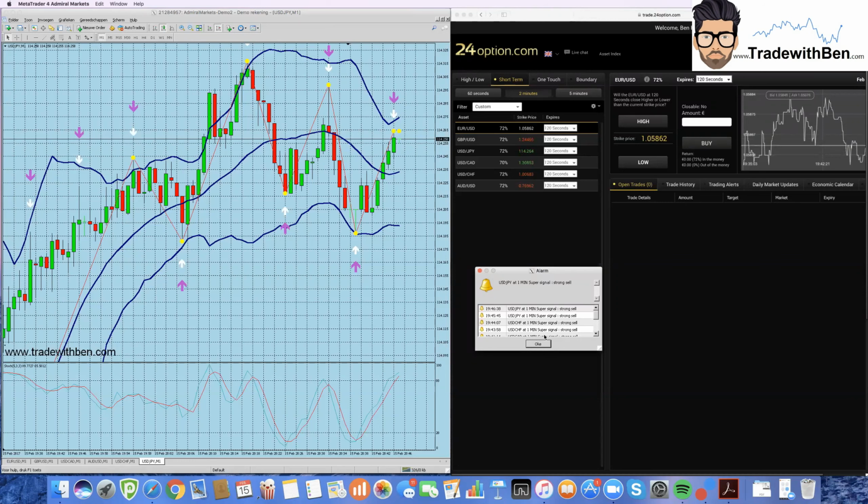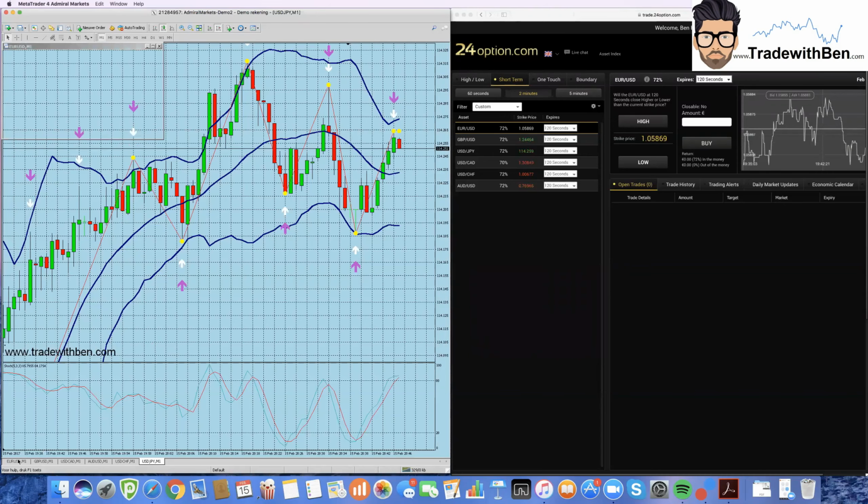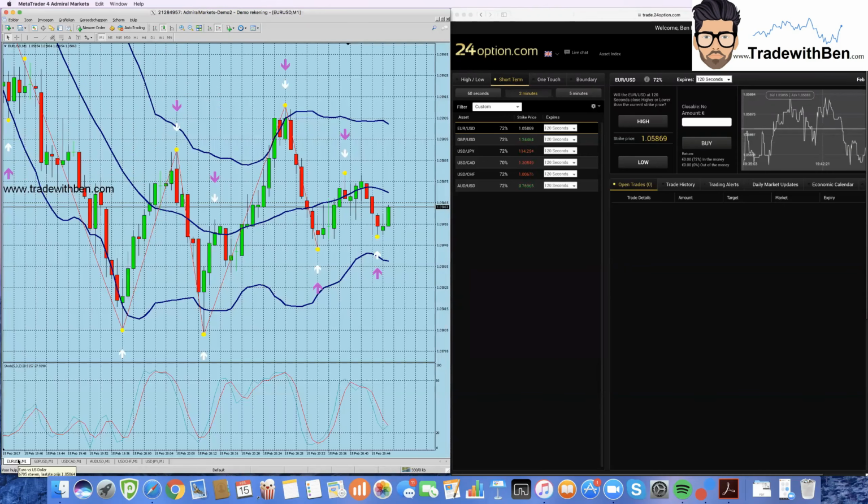So the indicator is right over here, as you can see. This is it. I'll just start with the EUR/USD, the first one. As you can see, there are a lot of things: the familiar Bollinger Bands, the chart patterns showing up, the stochastic, some arrows, some dots, and the candles, of course.